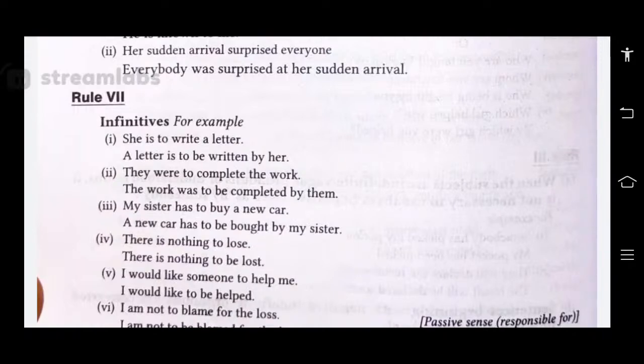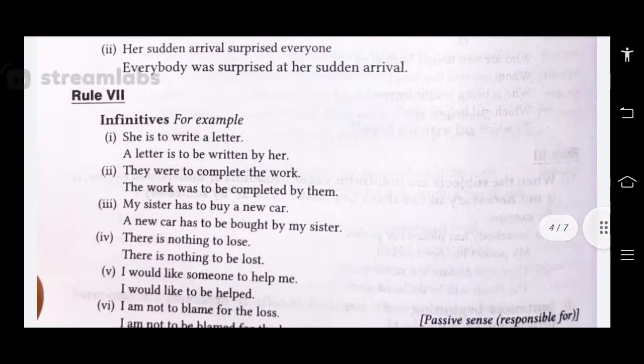These 7 rules were discussed in our first live session. This is our second live session. In this live session, we are going to learn the rest of the rules. Clear, everyone?